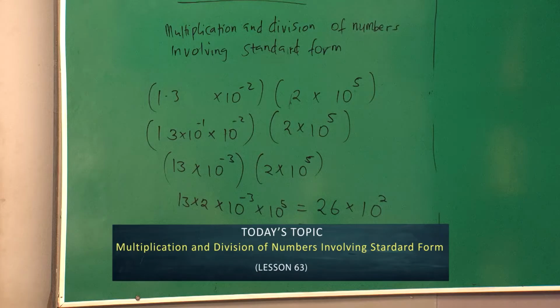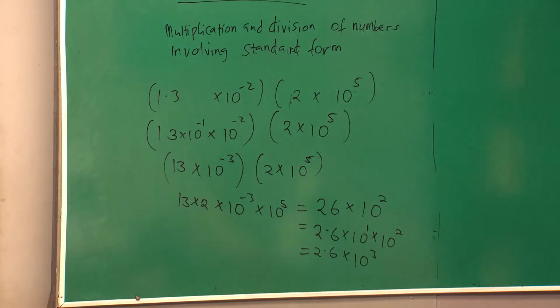Tawfiq, are you okay? Okay, so viewers, as I did indicate from the start of the lesson, we are multiplying numbers involving standard form. So the example we have is 1.3 times 10 exponent negative 2, then times 2 times 10 exponent 5. To be able to deal with it, just change the 1.3, rewrite it as 13. But that means that it will be carrying a power of negative 1. So if you simplify, your final answer should be 2.6 times 10 exponent 3.